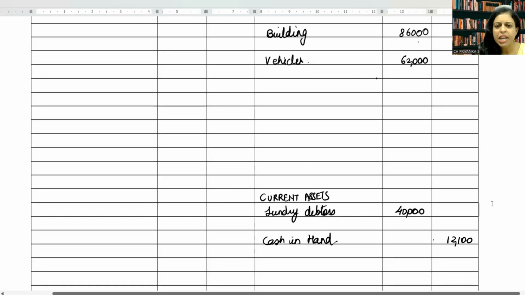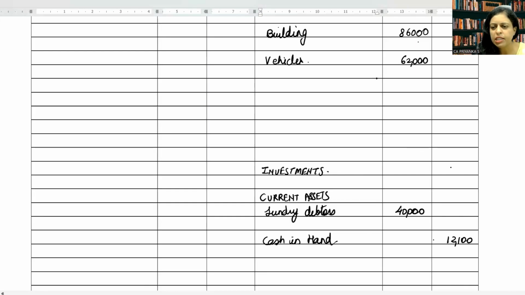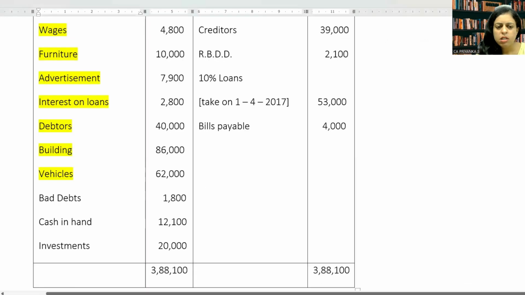Fine. Next one now, investments. Investments is a separate head in the balance sheet. So I'm writing here investments. What is the value of investments that is given in trial balance? 20,000. So I'm writing in the outer column, no adjustment is given for investment. So I'm putting it here.